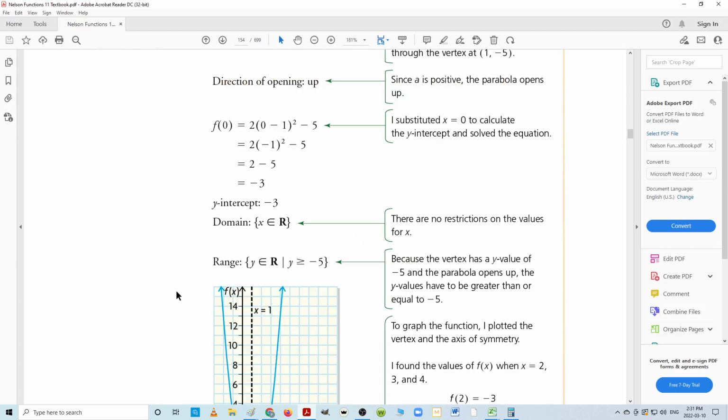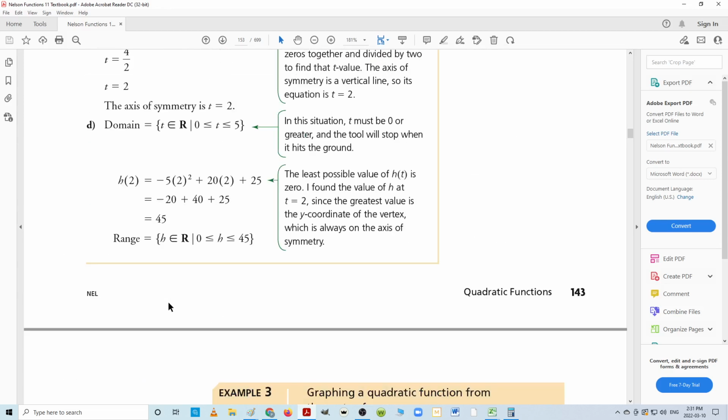Let's see if they actually do that for the domain. So yeah, they do indeed put a real-life restriction. And they actually put a real-life restriction there, because it can't go through the ground to China.